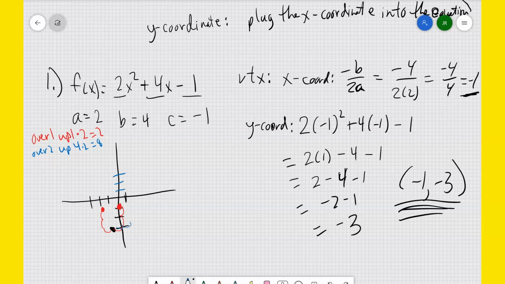I'm going to make some more dashes here. 1, 2, 3, 4, 5, 6, 7, 8. And the same thing on this side. Over 2, up 8. And here's my parabola.